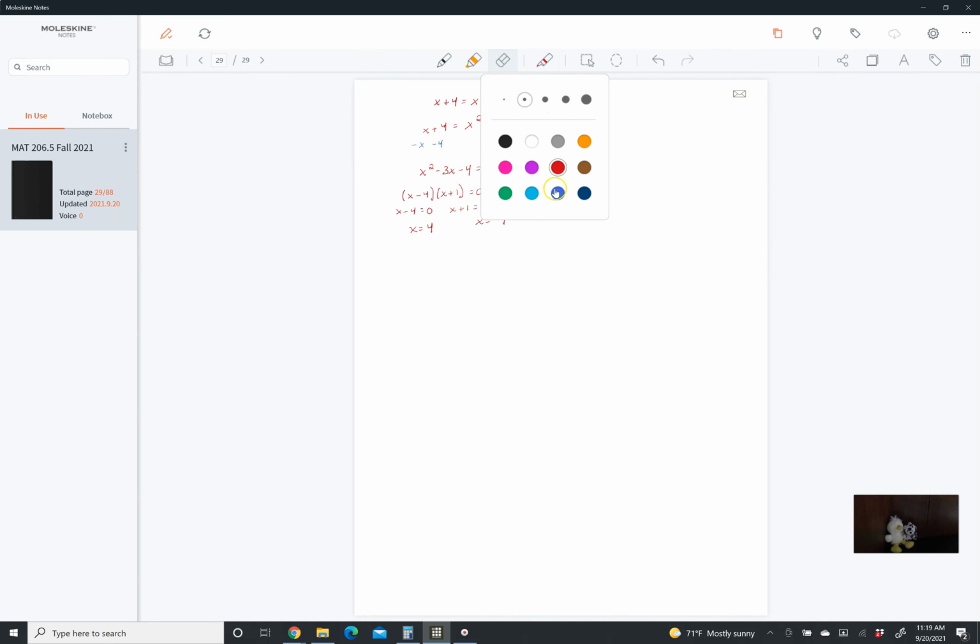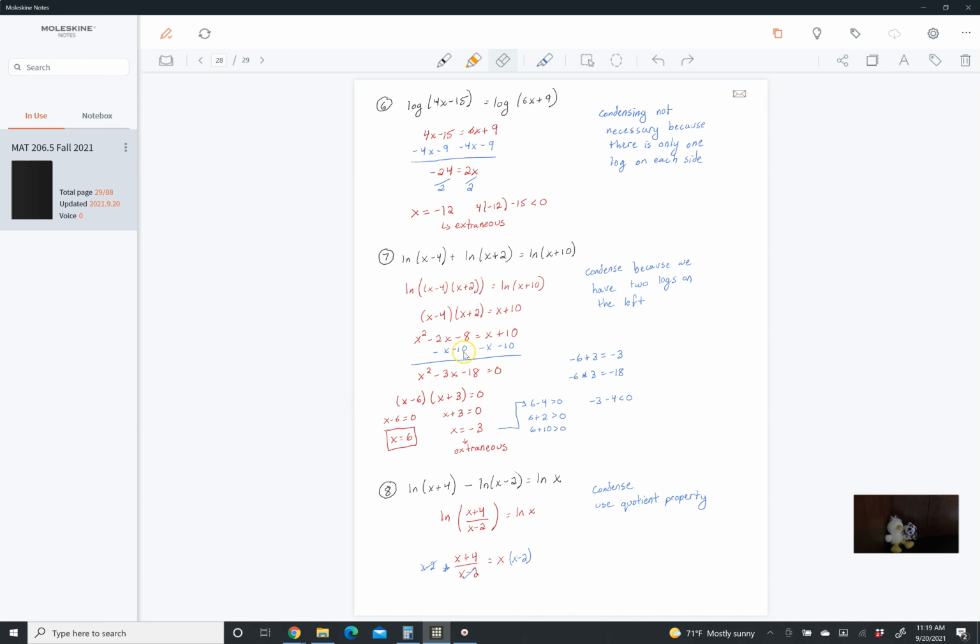So we're going to check for extraneous. We go back to the original here. So we're looking at the original arguments. You can see 4 plus 4 works. It's greater than 0. 4 minus 2 is greater than 0. 4 is greater than 0. -2, you can see just from this argument right here that it won't work. Okay.